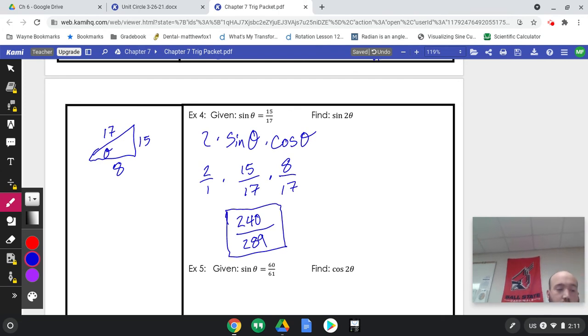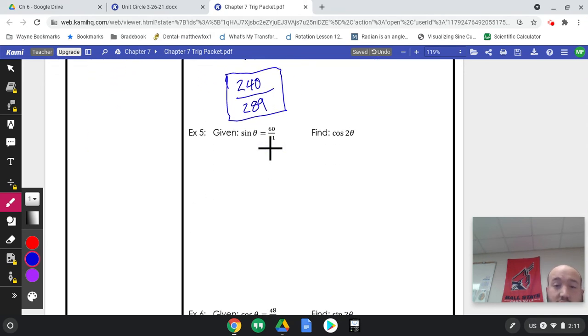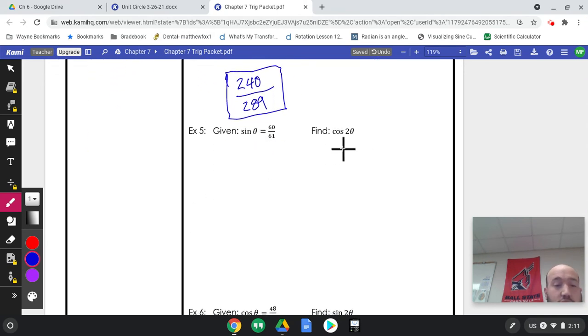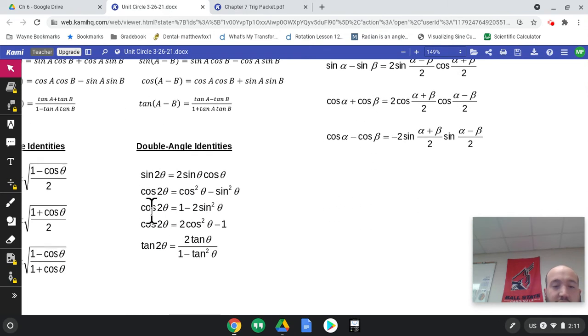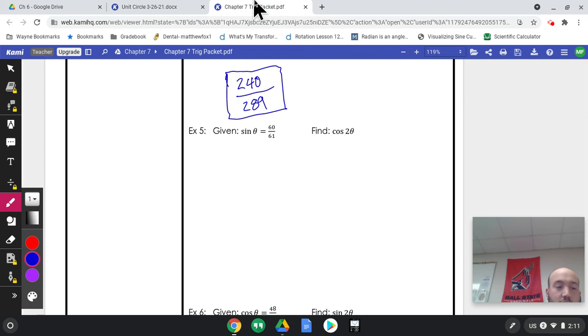All right. So we got a few left. 2 left here. This next one, we are given sine again, but we're finding cosine of 2 theta. So once again, if we look at our choices, if we have sine and we're trying to find cosine, probably want to use this one, 1 minus 2 sine squared theta. You could use Pythagorean theorem to figure out what cosine is and then use either of these, but this will just be easier. One less step. Okay, so it's going to be 1 minus 2 sine squared theta.